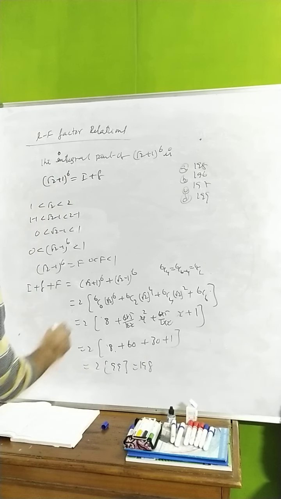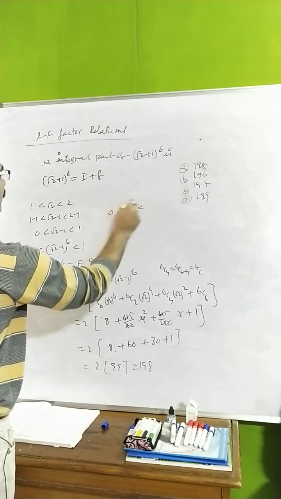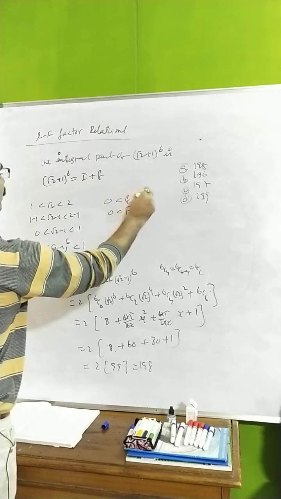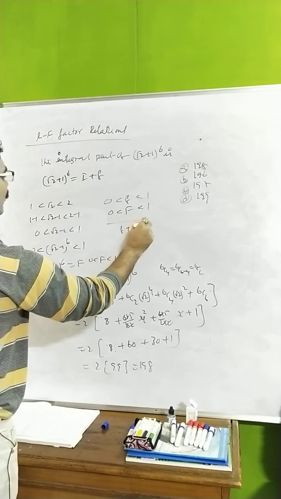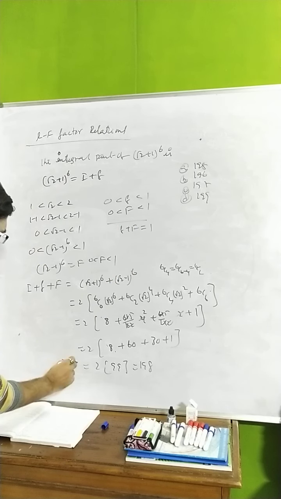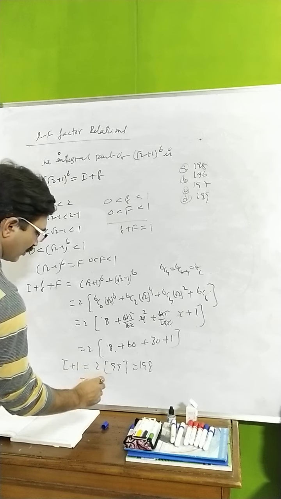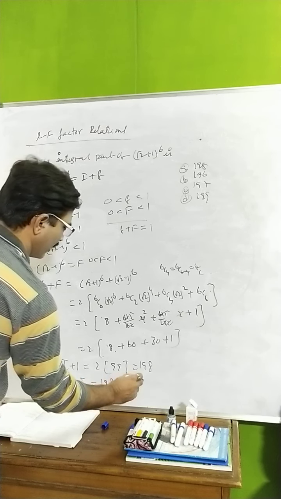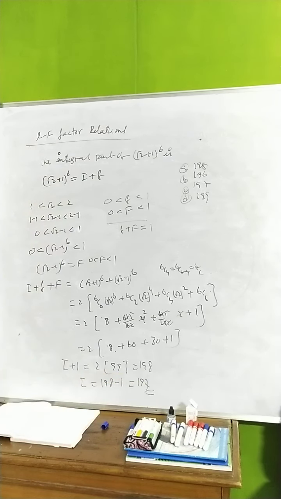That is not correct. Why? Small f and capital F both lie between 0 and 1, so f plus capital F becomes compulsorily 1, an integer. So you can write here I plus 1, but we want integral part only. So 198 minus 1 means 197 we will get. So integral part is 197 for this question.